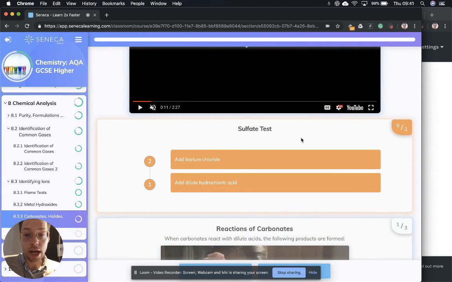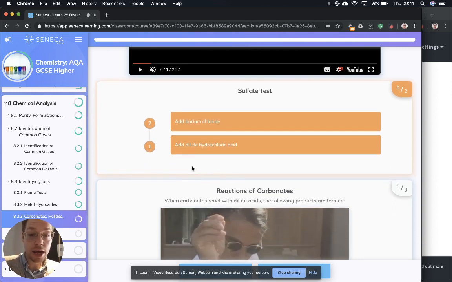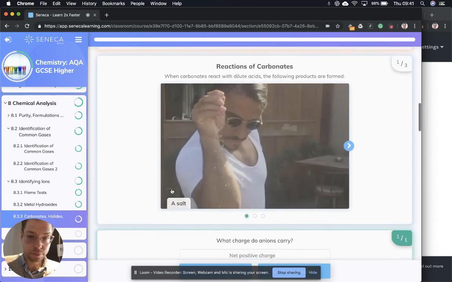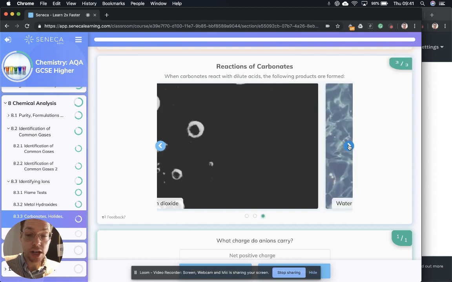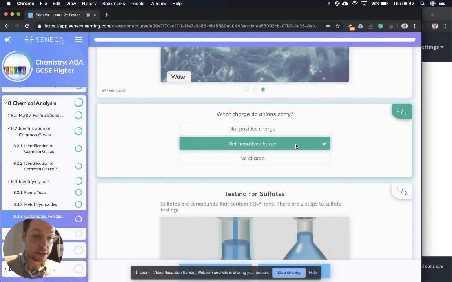Okay? Now, if we want to test for sulfates, do you know what we do? We add dilute hydrochloric acid and then we add barium chloride. Okay, so those are the two steps for a sulfate test. Now, one more time, do you remember the three products that are produced in a reaction of a carbonate? Salt, carbon dioxide, water. Okay, now anions, do you remember what charge they carry? They have a net negative charge, okay?